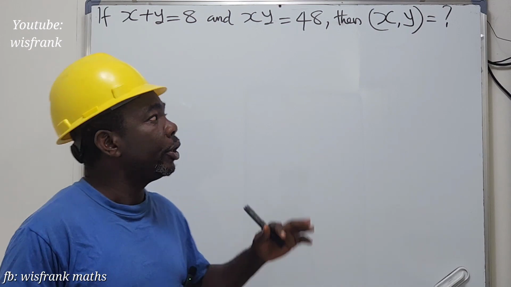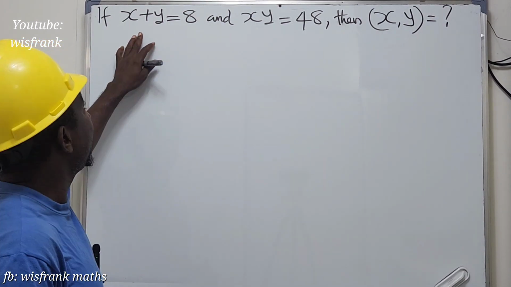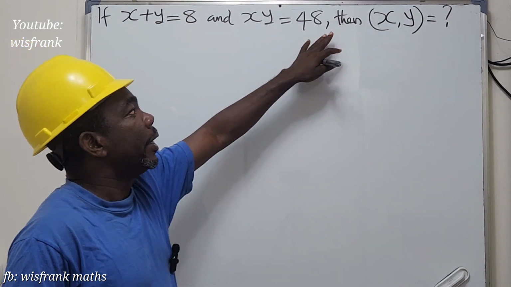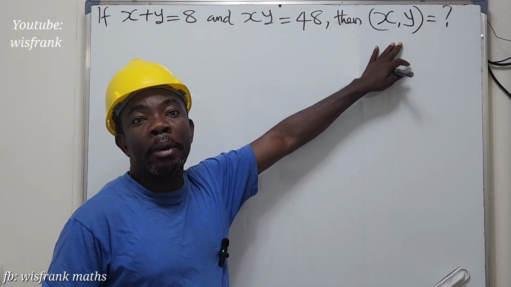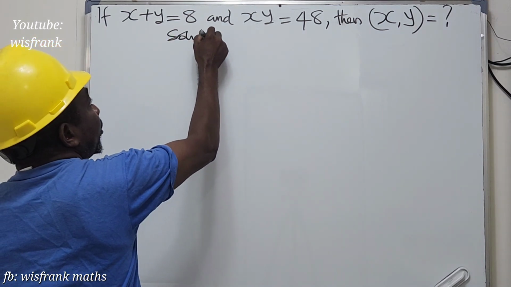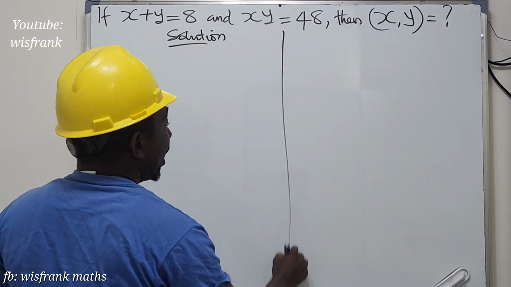For more interesting topics. Today we are looking at this question, and it says, if x plus y equals 8 and xy is 48, then what is the value of x, comma, y? So we are going to find the value of x and y from these given equations. So here we have the solution.